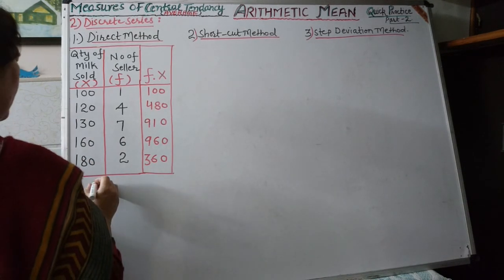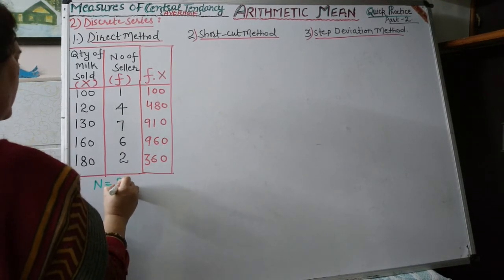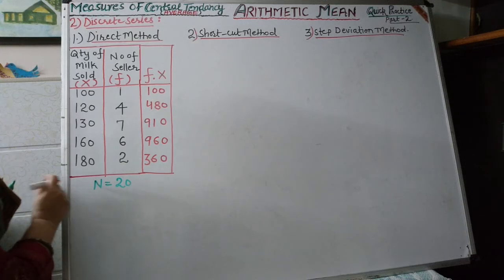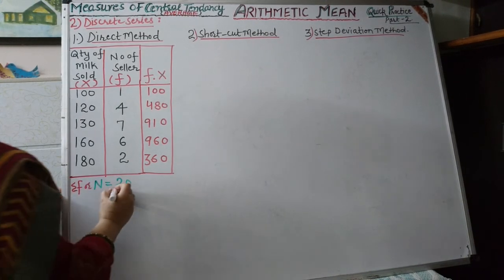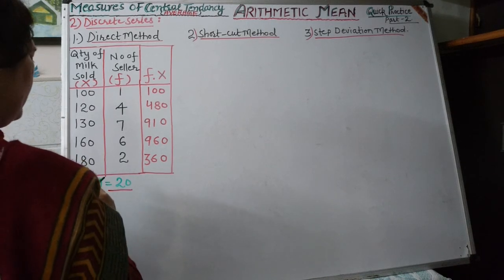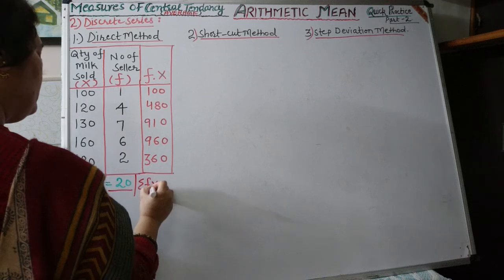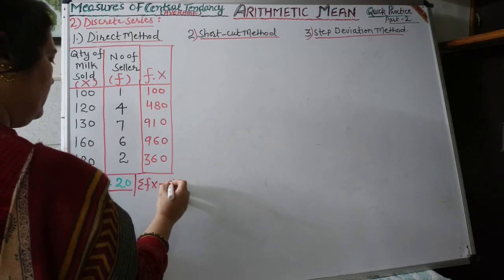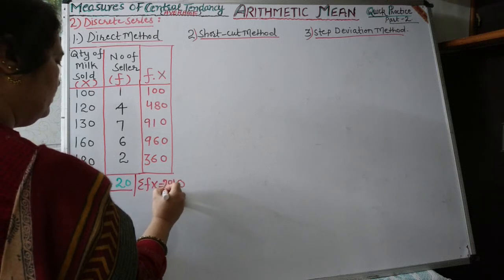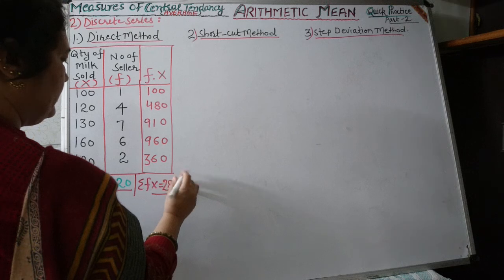Now let us sum up all the values of frequency, which is 20. Sigma f or n is equal to 20 and sigma fx is equal to 2810.